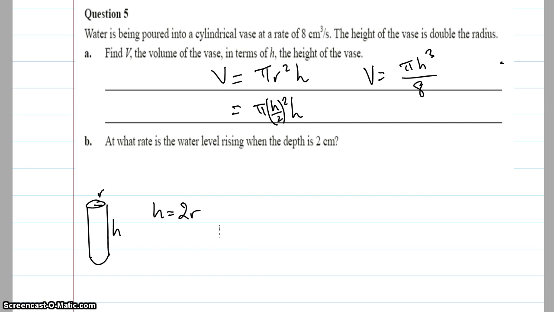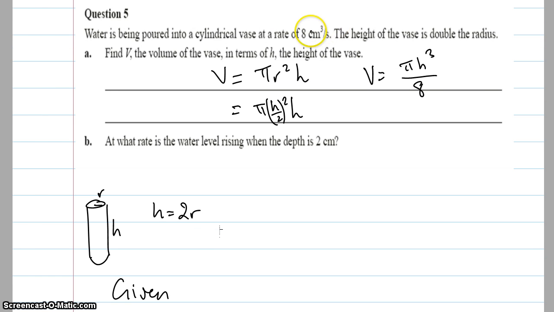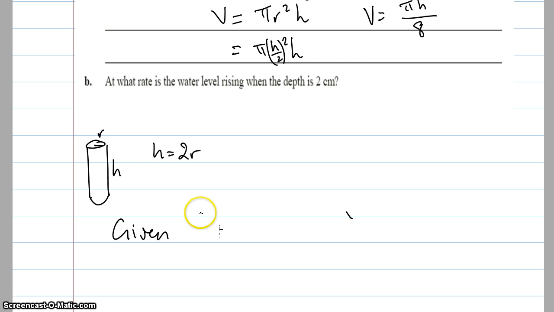That's A. And then B, it says at what rate is the water level rising when the depth is 2 centimeters? Well, here's where I need my given, want, and need. So I'm going to write given. What am I given? I'm given this rate up here, 8 cubic centimeters per second. So I'm actually being given dV/dt, because cubic centimeters is a volume.